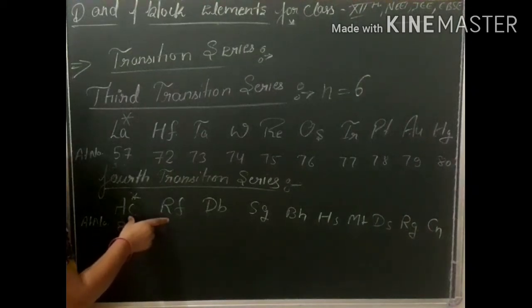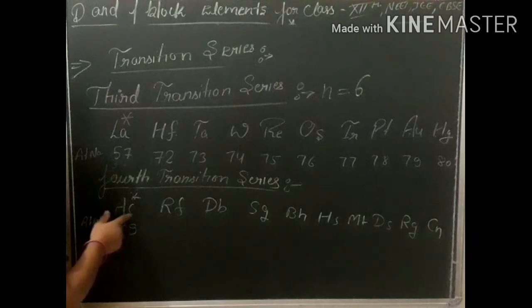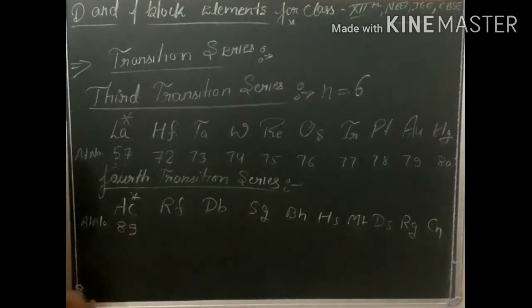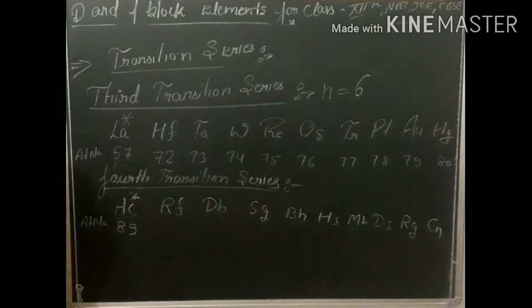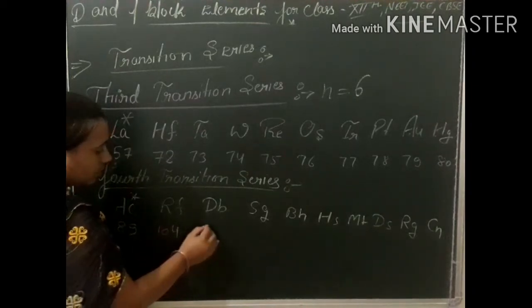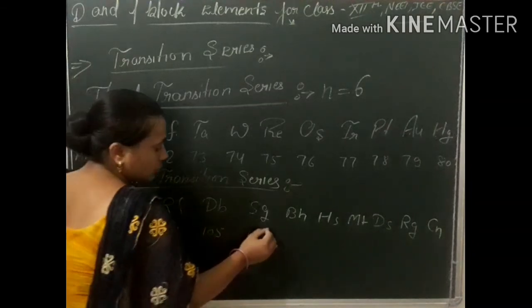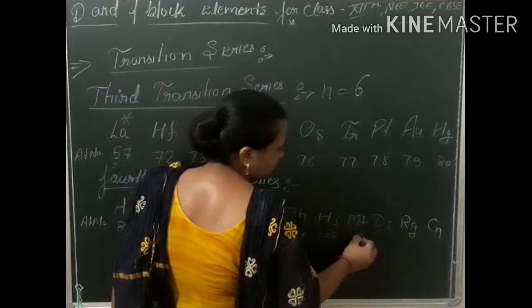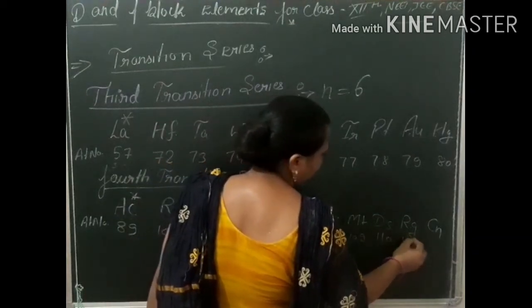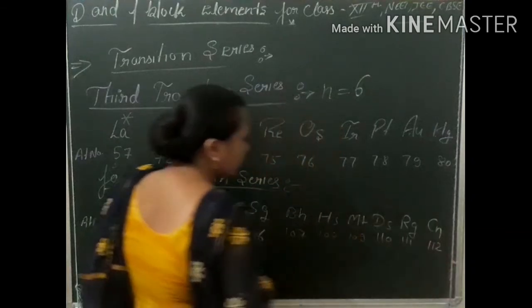After actinium, the 14 elements of the F block come. So there is a gap of 14 elements between actinium and rutherfordium. Here 89 plus 14 is 103. Now the atomic number of rutherfordium is 104, then 105, 106, 107, 108, 109, 110, 111 and 112.